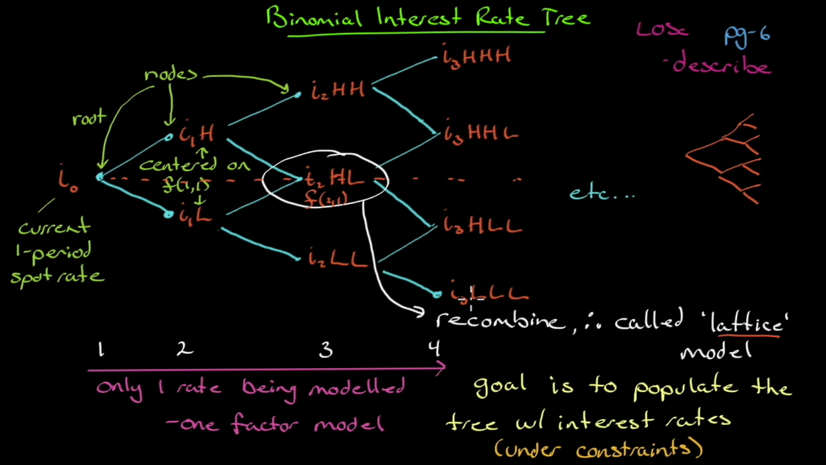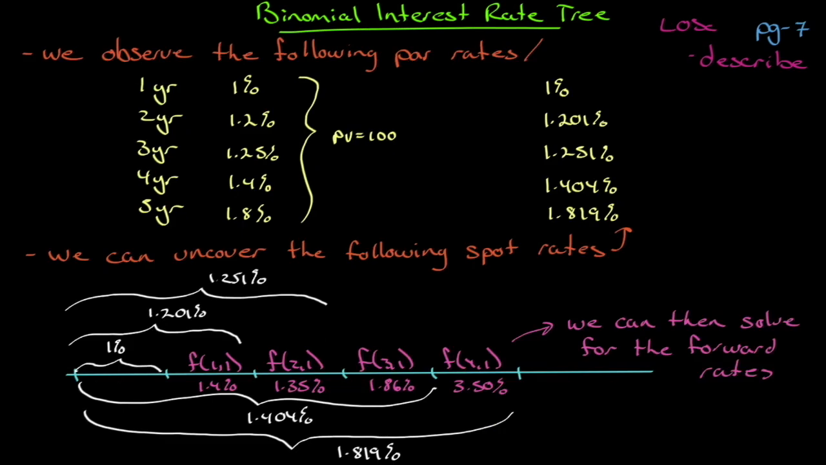And honestly, you'll see how easy it is. Once we get the interest rates in, everything's easy. Easy peasy. So the goal is to populate the tree with interest rates under certain constraints. And we'll see what those constraints are. So we're going to need some forward rates with which to begin.